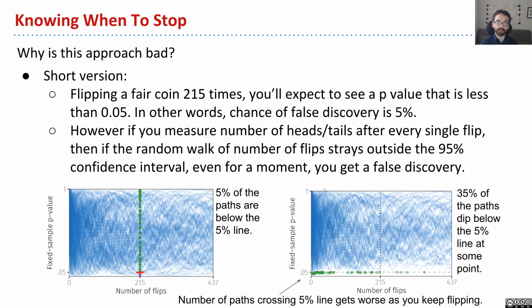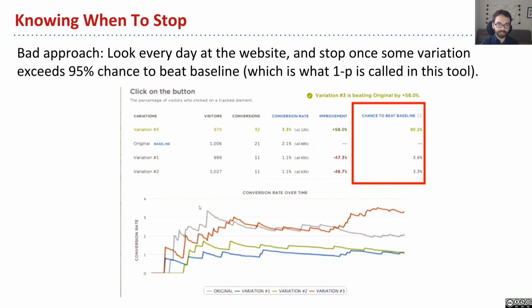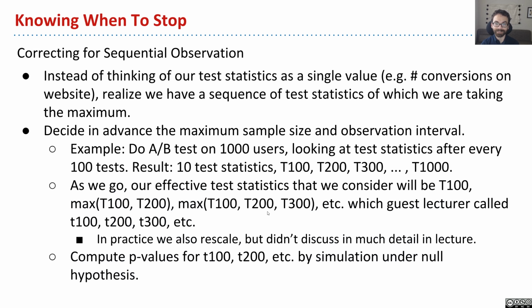We have to take into account that we're going to look many times, and so he says, instead of thinking of our test statistic as, say, number of heads minus number of tails or number of conversions on our website, we have to realize that we're taking a sequence of test statistics of which we are taking the maximum. That is, I'm looking every single day and I'm seeing what's the p-value today, what's the p-value today, what's the p-value today, over and over. And so in effect, I'm measuring at each time whether anybody has gone wild, so to speak, that we've ever crossed this point.